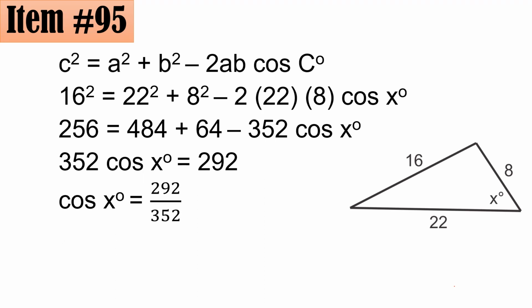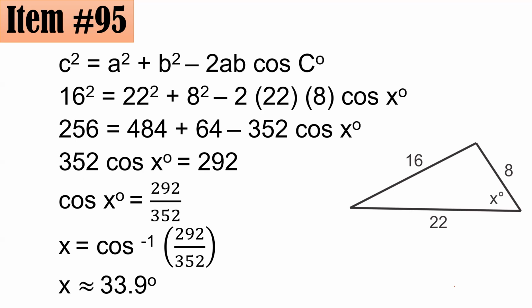But since what we are looking for is angle x and cosine x is the given, we have to determine the arc cosine, or the cosine inverse, of both sides. Using your calculator, the cosine inverse of 292 over 352 is approximately 33.9 degrees. So letter D is correct. Good job. If you have questions, please feel free to message me. I hope you got it, especially on how to use the cosine law.